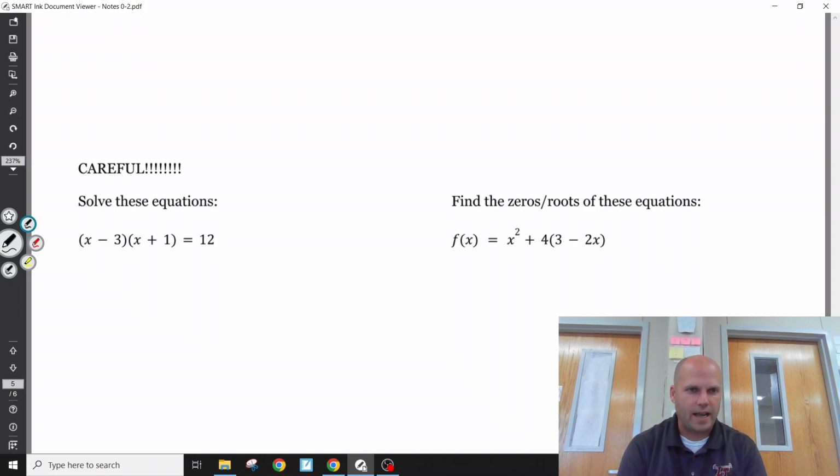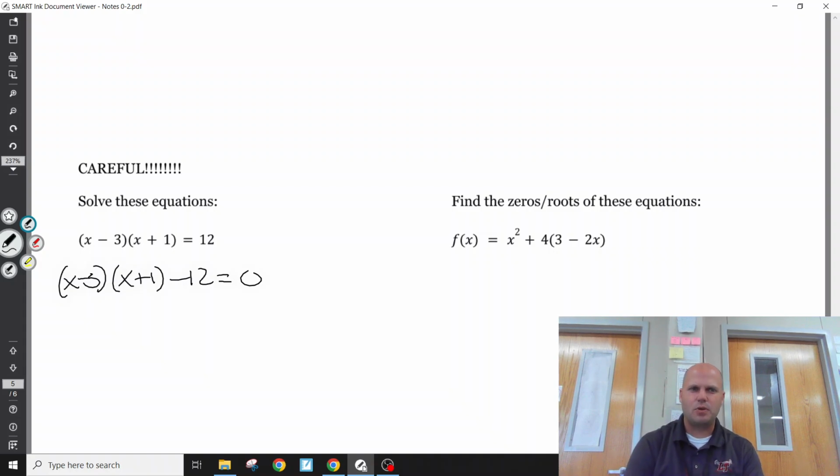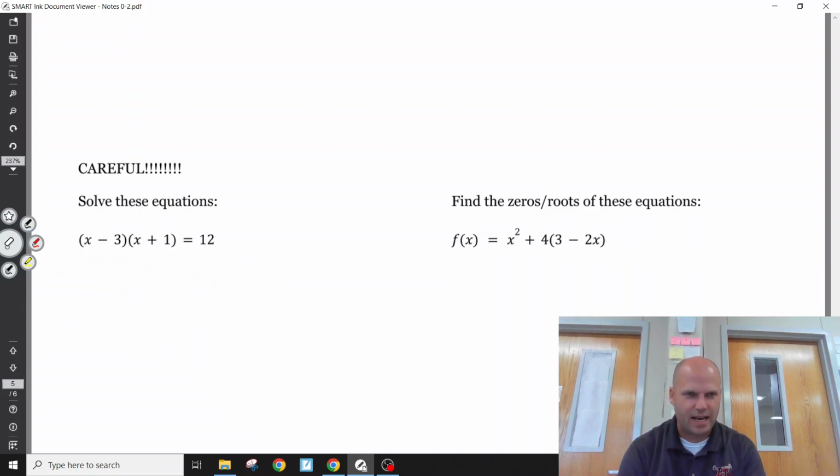You might think, oh yeah, I got to have things set equal to 0. And you might subtract 12. But again, that doesn't help you because you can't figure out easily by looking what the numbers are. Don't start guessing and checking. What you want to do is actually distribute, get that 12 over there, combine, and then factor to solve.